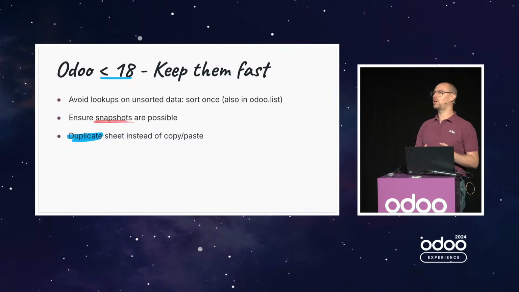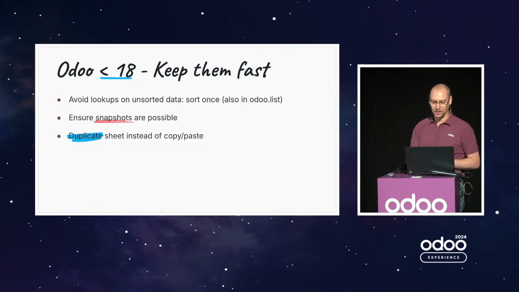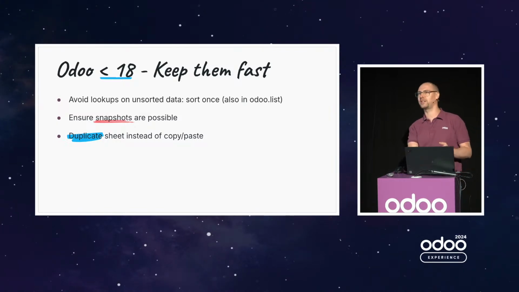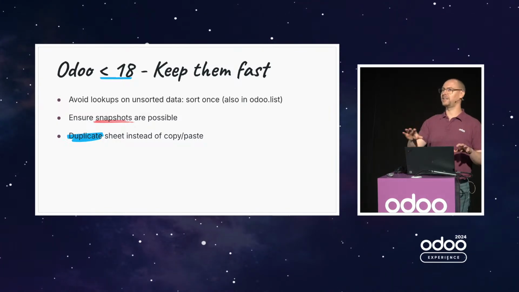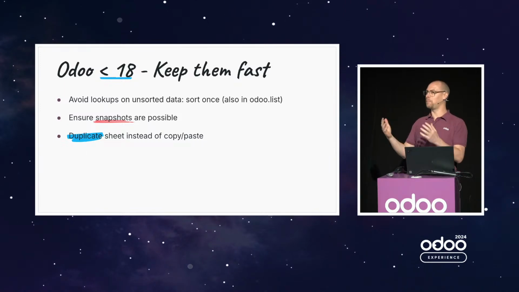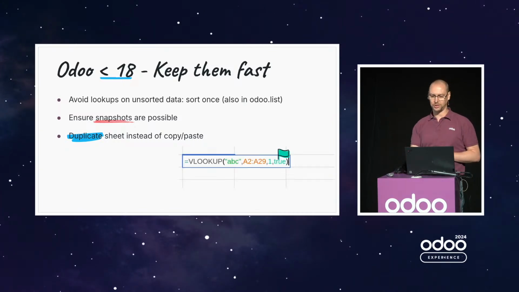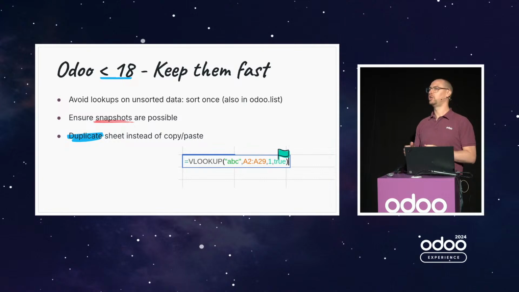There are also a few things that you can do in all versions to keep your spreadsheet fast. The first one is a very common use case. You have a pivot and a list, or multiple lists, or multiple pivots and multiple lists, and you need to cross them. This is the main use case of spreadsheet, crossing data from multiple data sources. And you do that using lookups.